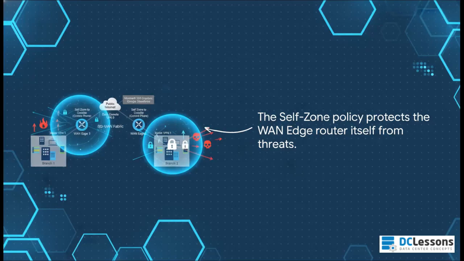And we can't forget about protecting the router itself, right? That's exactly what the self-zone policy is for. It basically treats all of the router's own interfaces as one big protected zone. This gives you incredibly fine-grained control over what's allowed to communicate directly with the device, like for management access or those crucial routing protocol updates.